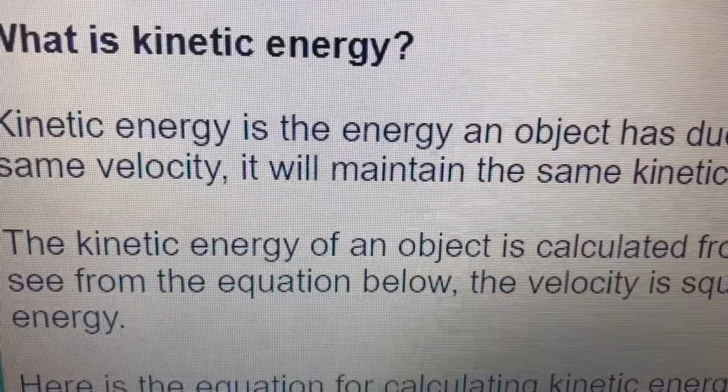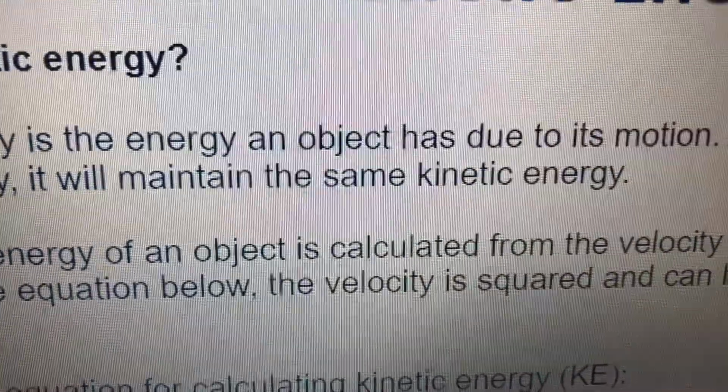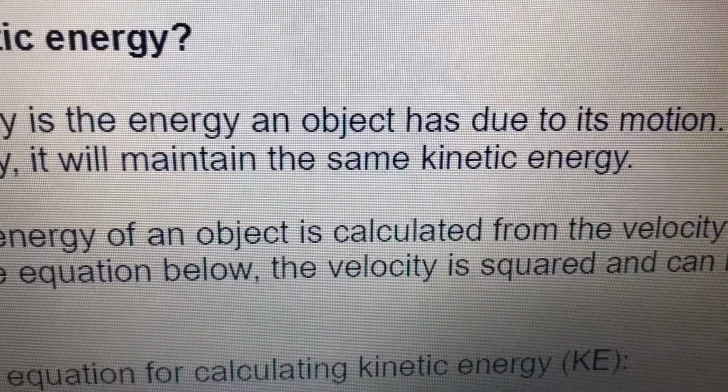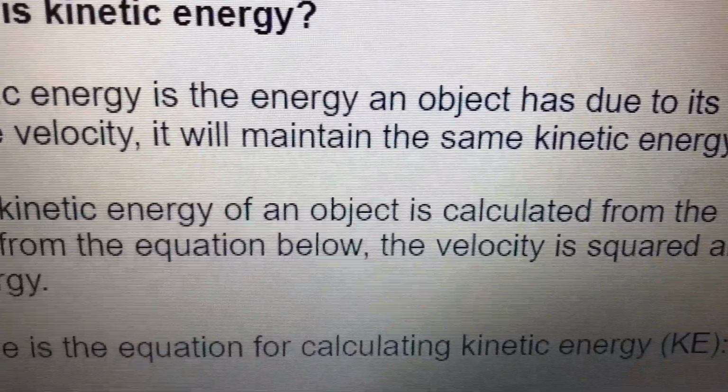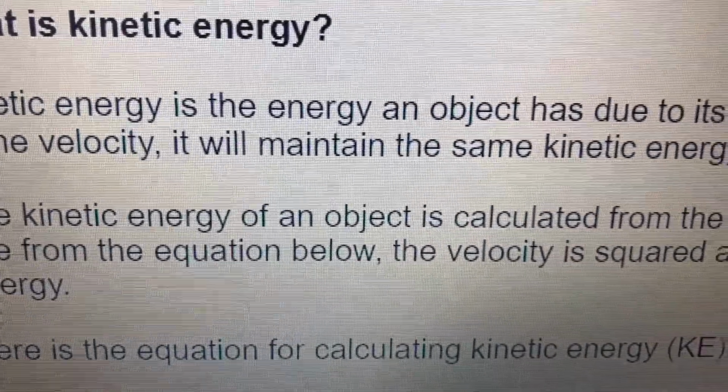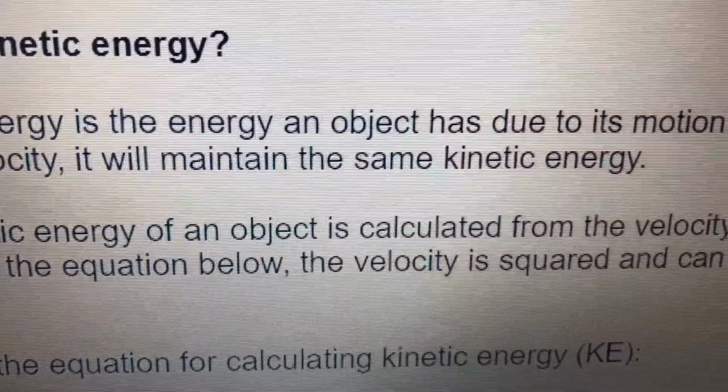Well, let's look at this definition. It says kinetic energy is the energy an object has due to its motion. Due to its motion. Motion meaning movement. Okay, so kinetic has to do with movement, motion. Potential had to do with the position where the object was. So where the object was at rest, but it had the potential, the ability to move, right?